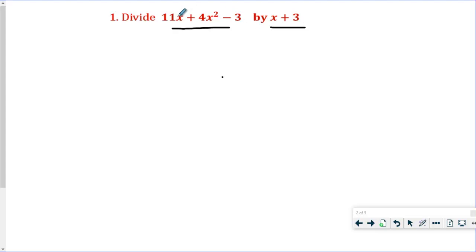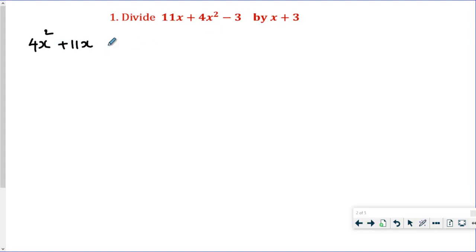For the division, first you have to take this polynomial, that is 11x plus 4x square minus 3. Now you have to rearrange the polynomial first. For rearranging, first we take the higher power term, the variable which has the highest power, that is the x square term. That term you have to write first, that is 4x square. Then you write the next term, that is 11x.